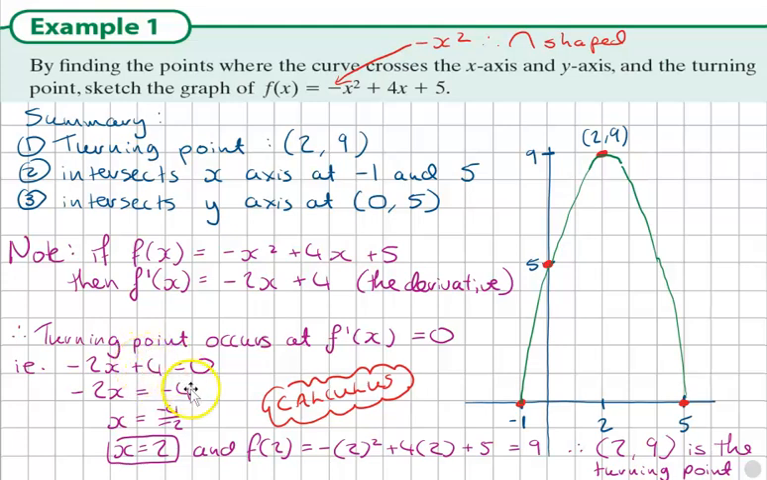The plus 4 comes over and becomes minus 4, and dividing both sides by minus 2, we get x is equal to 2. And then subbing 2 into the original function, not into the derivative, into the original function, which is minus x squared plus 4x plus 5, we get minus 2 squared plus 4 times 2 plus 5, which is equal to 9. So a much quicker way of getting the turning point. So 2, 9, again, is our turning point. We will cover all of this again in calculus, but I just want to link it in now while we're on the topic.